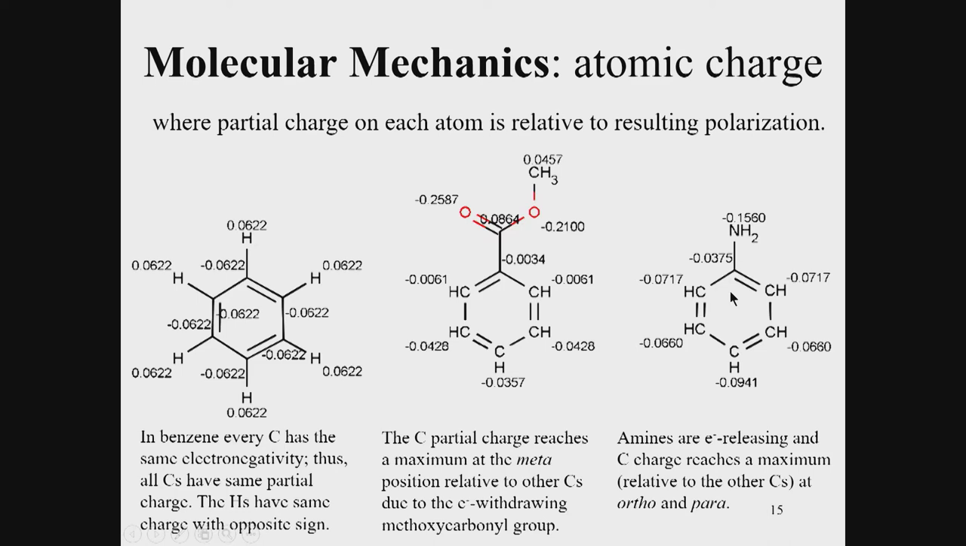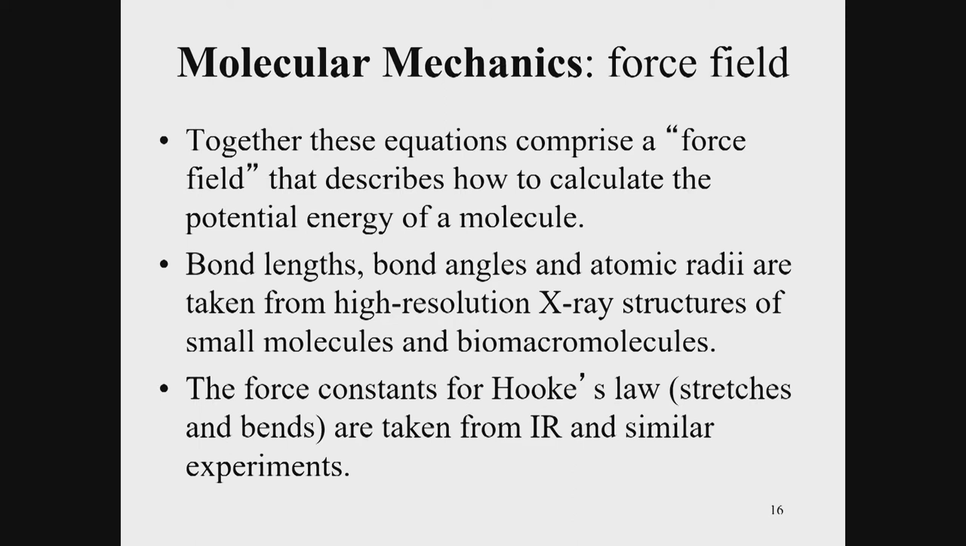Okay, so when we put all this together, we have what's called a force field. And that describes how to calculate the potential energy of a molecule. The bond lengths, the bond angles, the atomic radii, all those things we talked about are taken from high-resolution crystal structures of small molecules and from proteins. So we know what an ideal carbon-carbon bond length is, what an ideal carbon-hydrogen bond length is, and so forth, and we use that to help calibrate our terms. And the force constants for Hooke's law, the stretches and the bends, are taken from infrared and similar experiments. So we experimentally calibrate the mathematical functions we have in our force field.